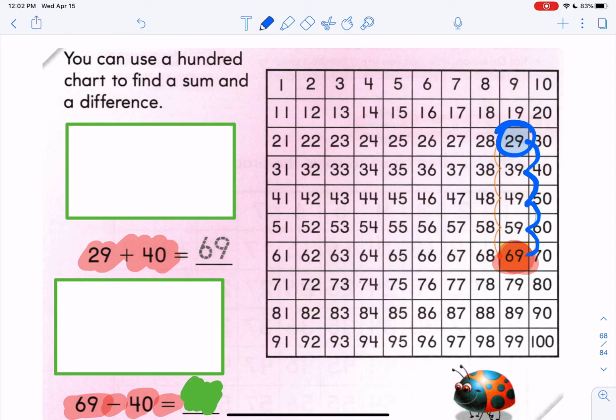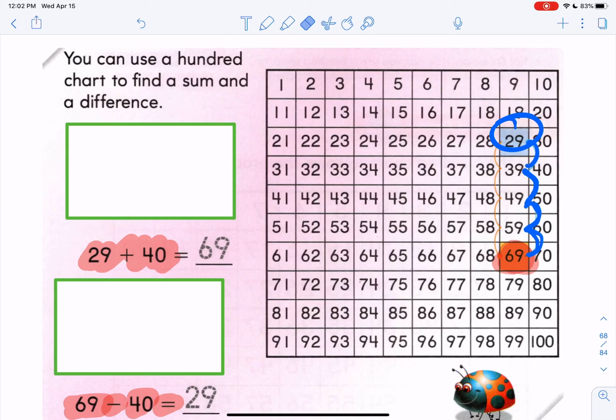What's our answer? No, our answer is not a blue circle. Let's try it again. 10, 20, 30, 40. There's our answer. What is it? 29. And of course, there we go. 29 at the bottom.